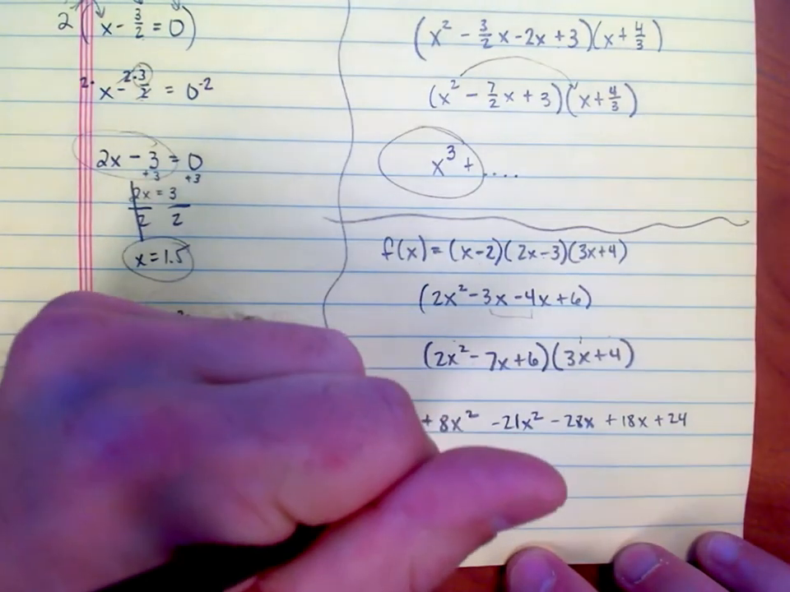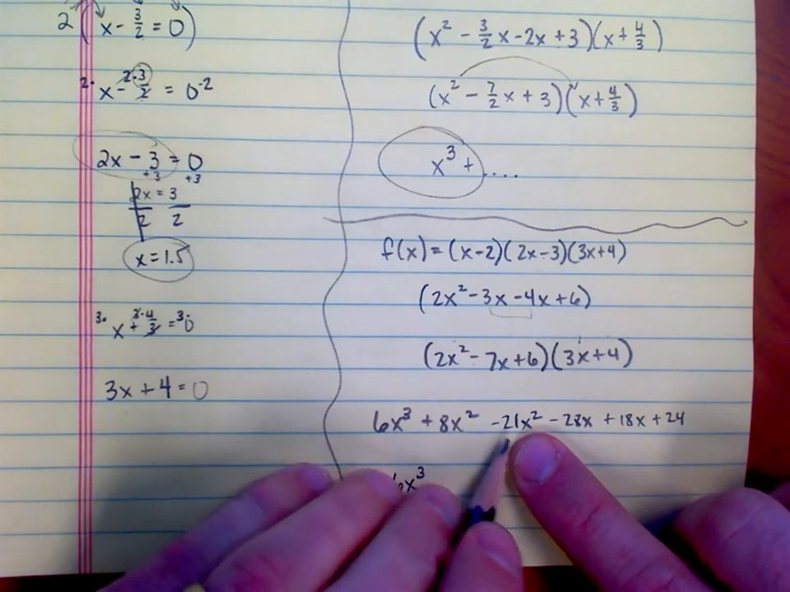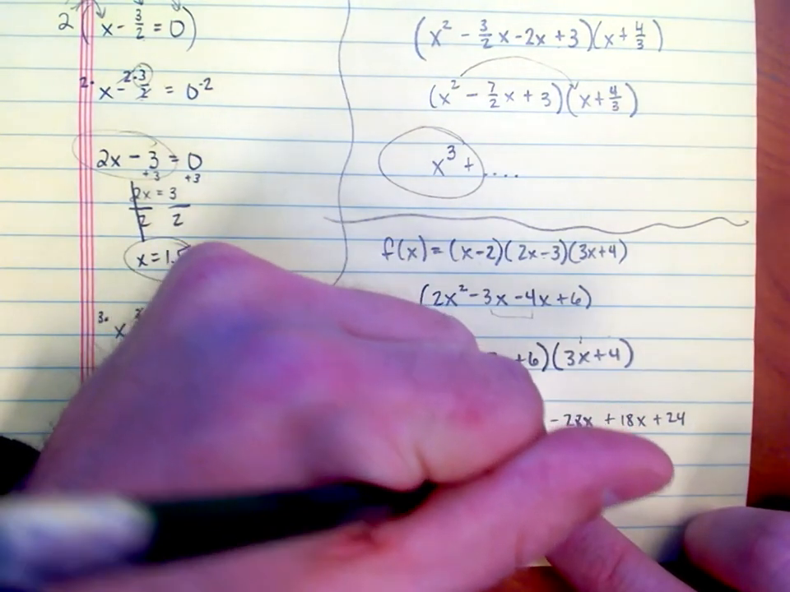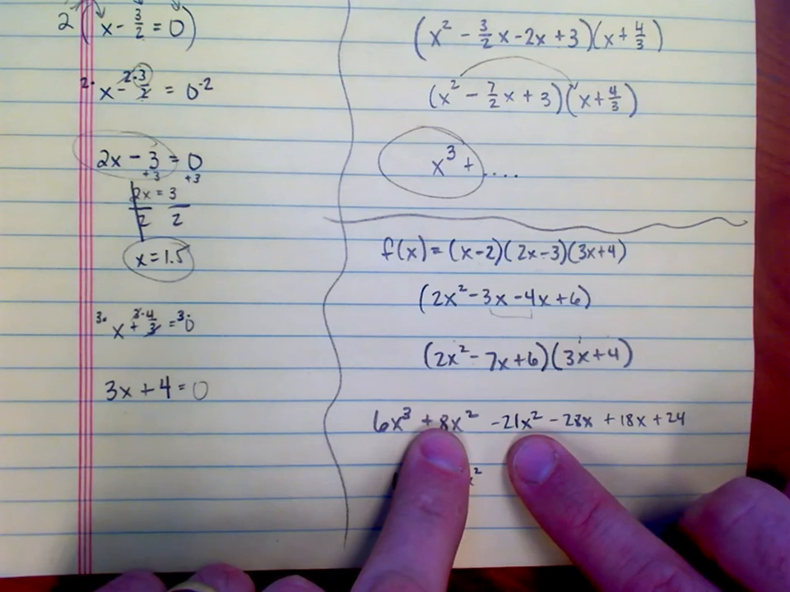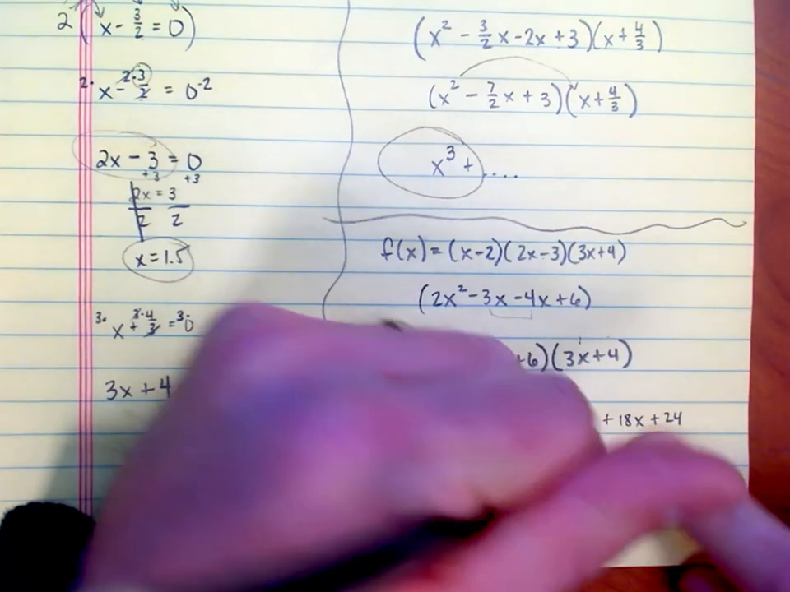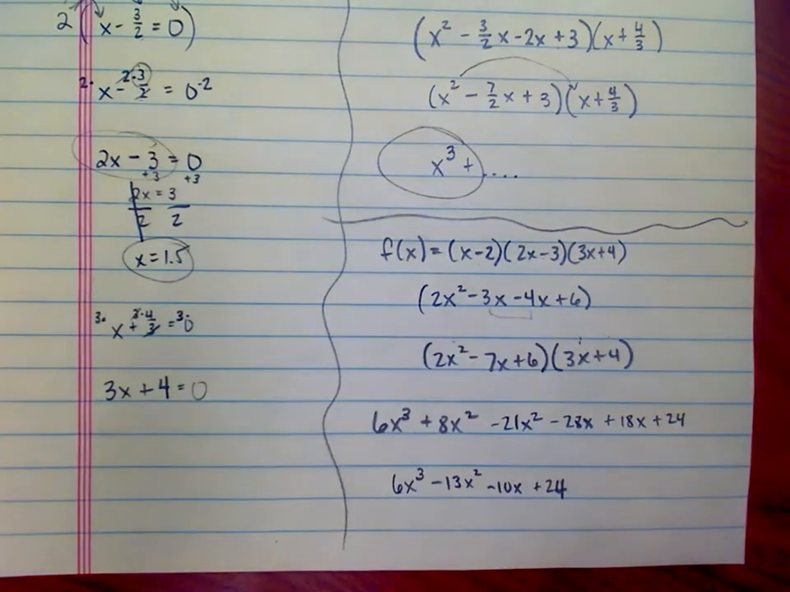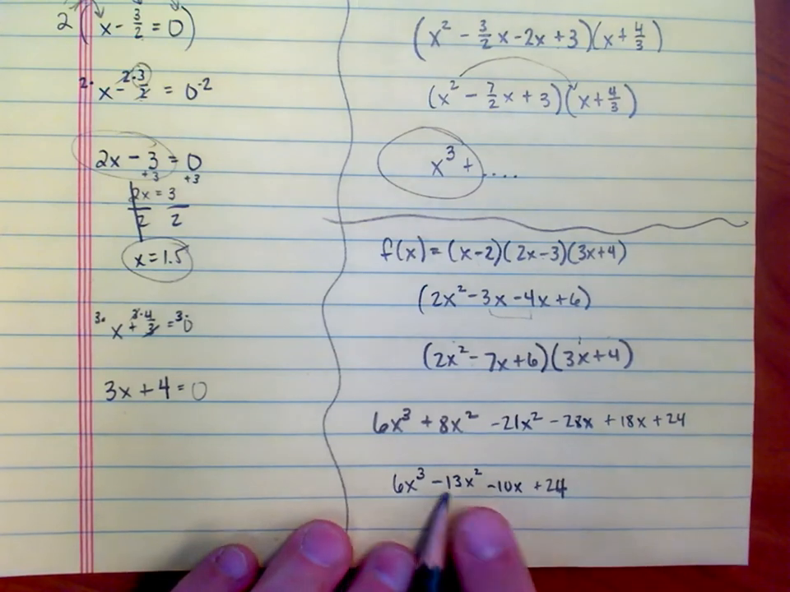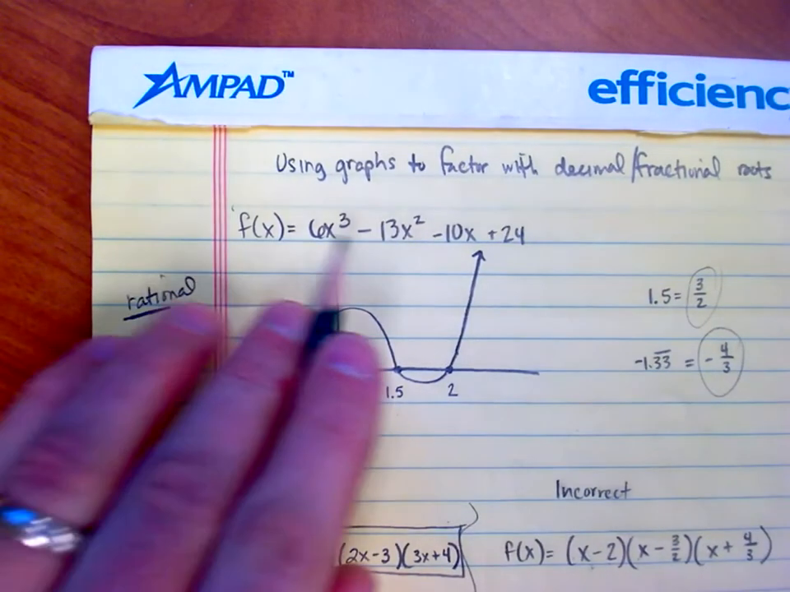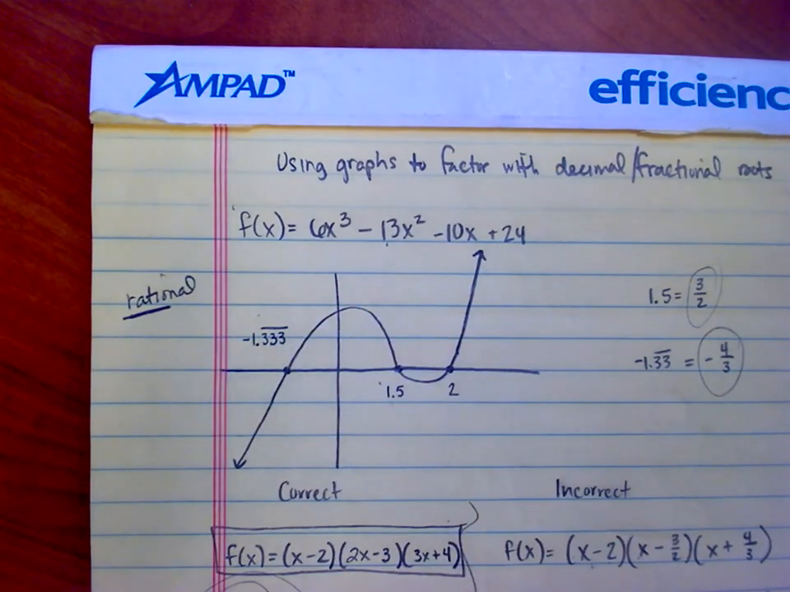Combining like terms, that leaves me with 6x cubed. As far as the x squared goes, it looks like I got positive 8 and negative 21. That's minus 13x squareds when I combine these two. When I combine the x's, that looks like negative 10x's. And then I have the oddball 24 off at the end. And you'll notice, look, 6, negative 13, negative 10, 24. The original equation, 6, negative 13, negative 10, 24. It all checks out. So hopefully that makes sense.